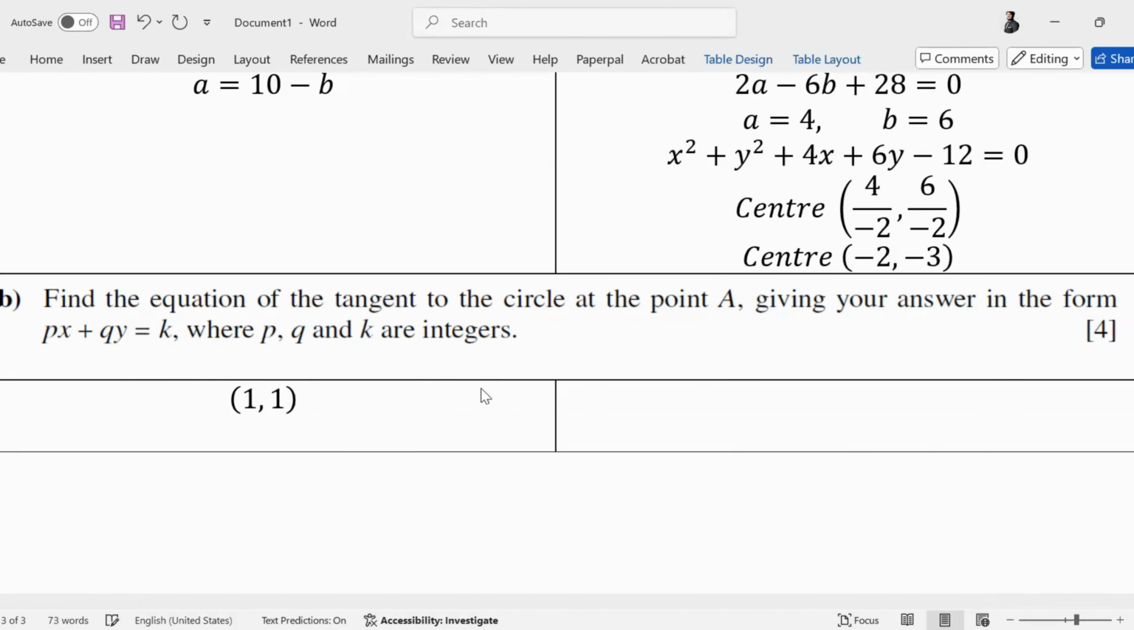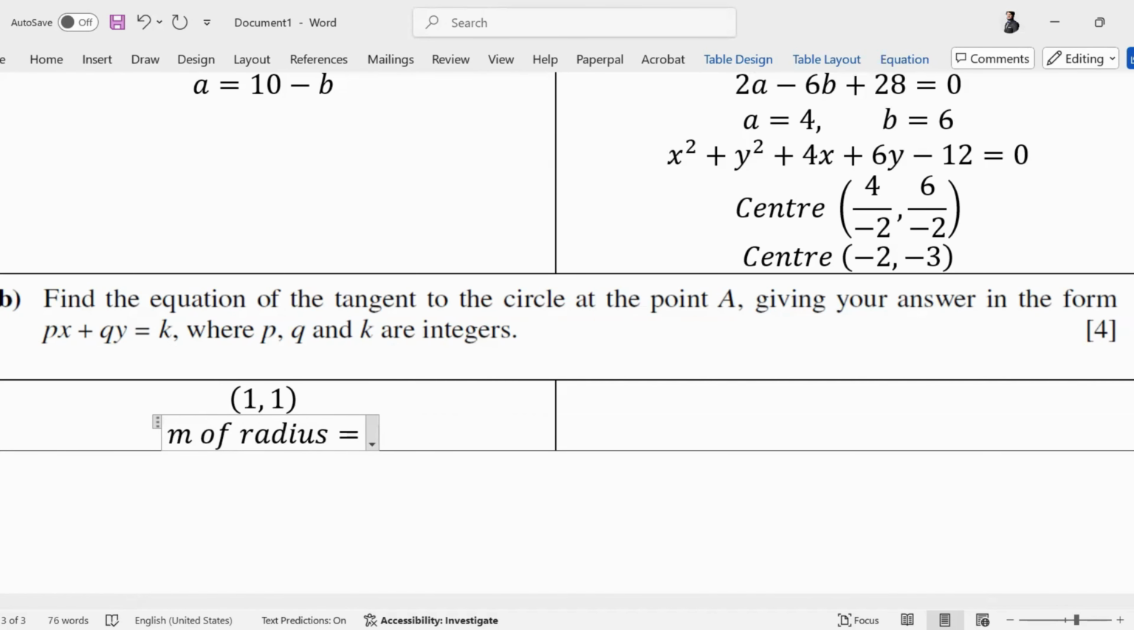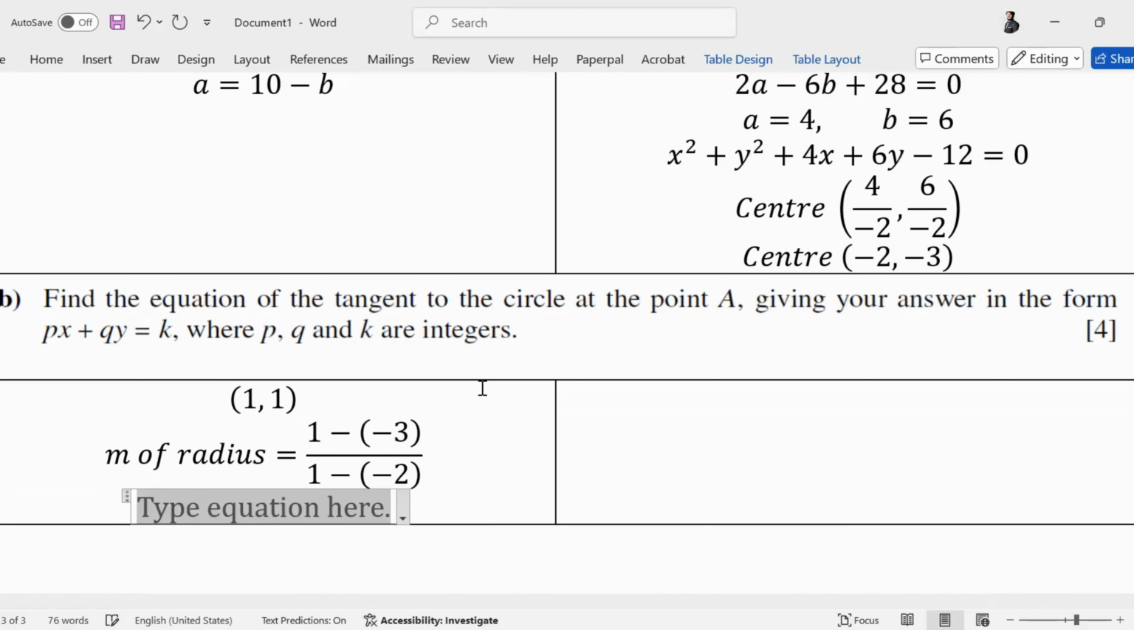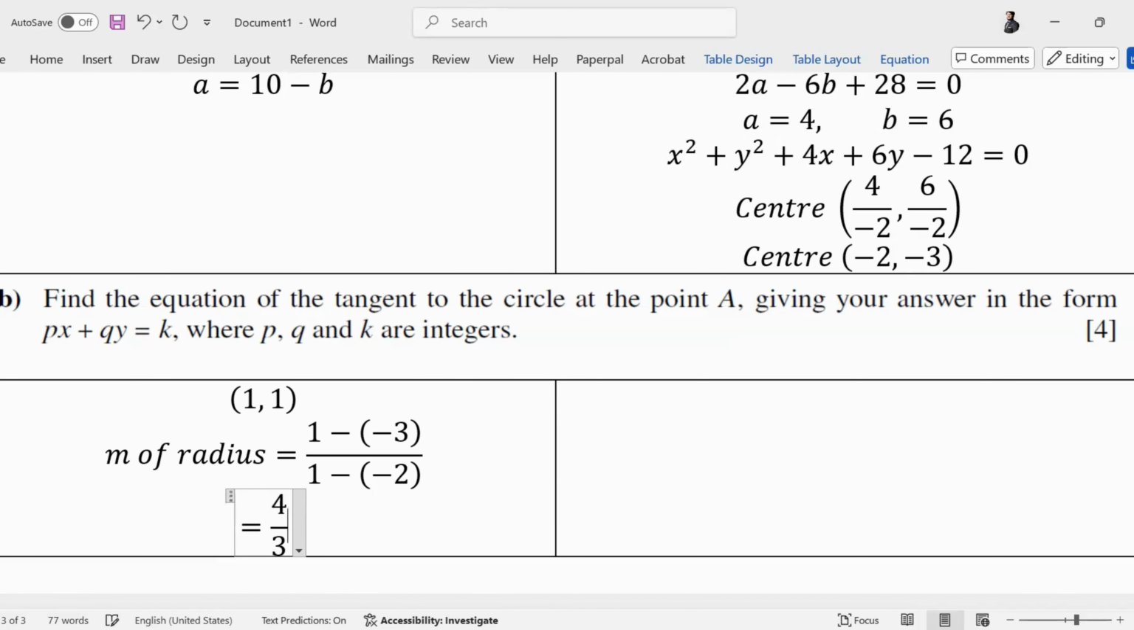First, we'll find the gradient of the radius. Which radius? The radius from the center to A. So the coordinates of the center are (minus 2, minus 3), and A is (1, 1). So y2 minus y1 upon x2 minus x1. So what is the gradient of the radius? Cannot be 2. Try again. 4 by 3 is the gradient of the radius.